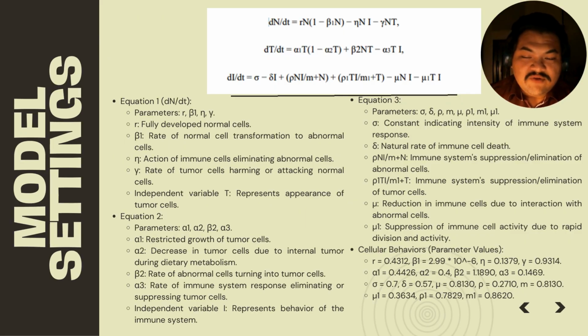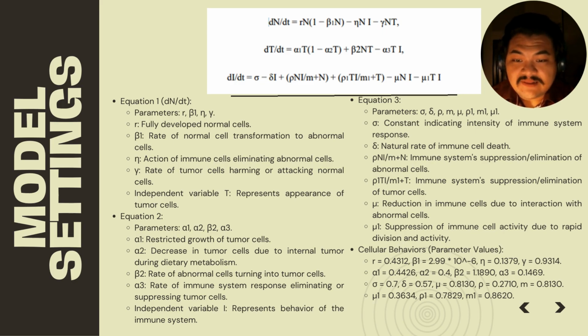We now move on to the model settings for the unhealthy diet model. In this model, we have three equations, three non-linear ODEs that determine the dynamic interaction between the cells, the normal cells, the tumor cells, and the immune cells. For the first equation, which is dN/dt, is to distinguish the normal cells interaction. So it has parameters r, beta 1, n, and y.